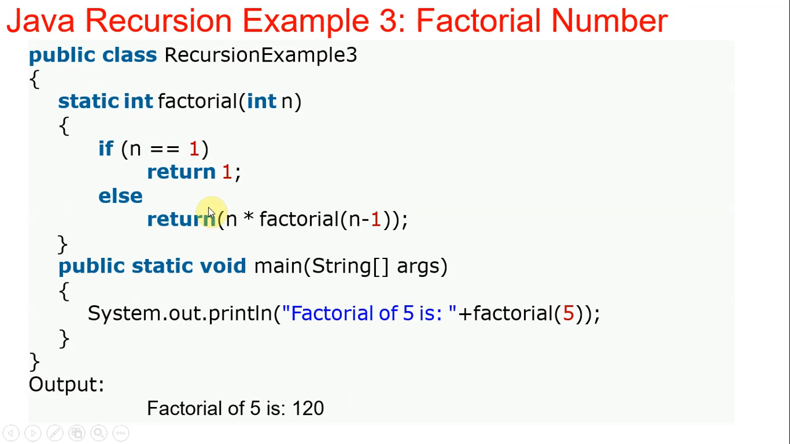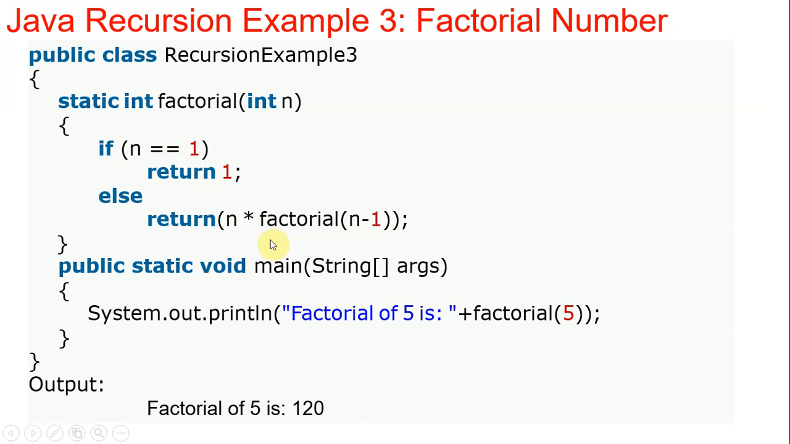Here the same base condition is presented, n equal to 1. In the factorial we took less than or equal to 1, but here we are directly taking equal to 1. In class Recursion example 3, in the main method we are calling the factorial method. There we go to the factorial method. If the base condition is met, return 1, else we perform n into factorial of n minus 1.